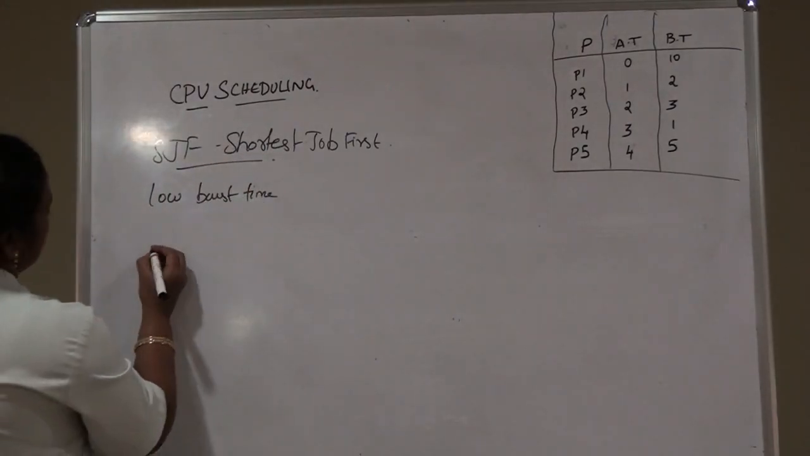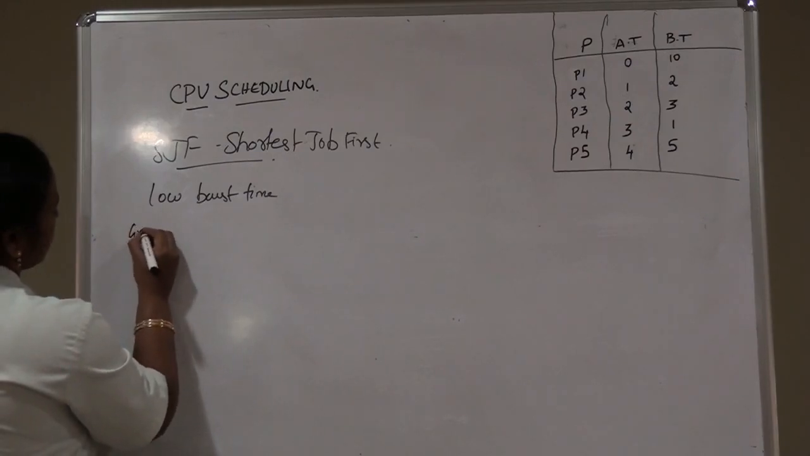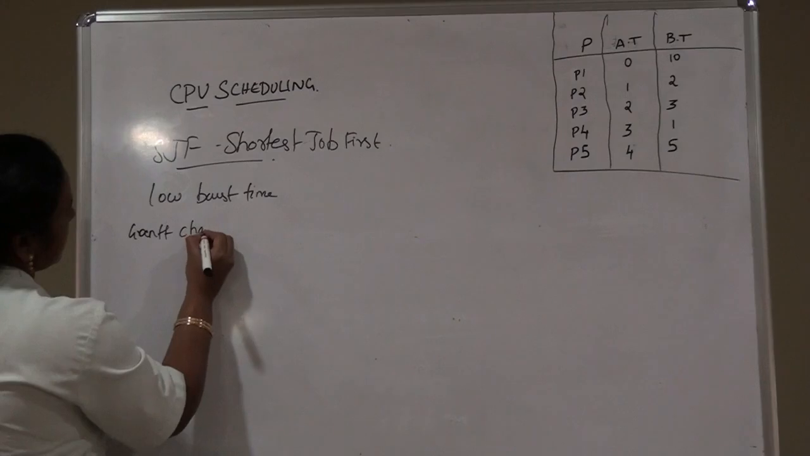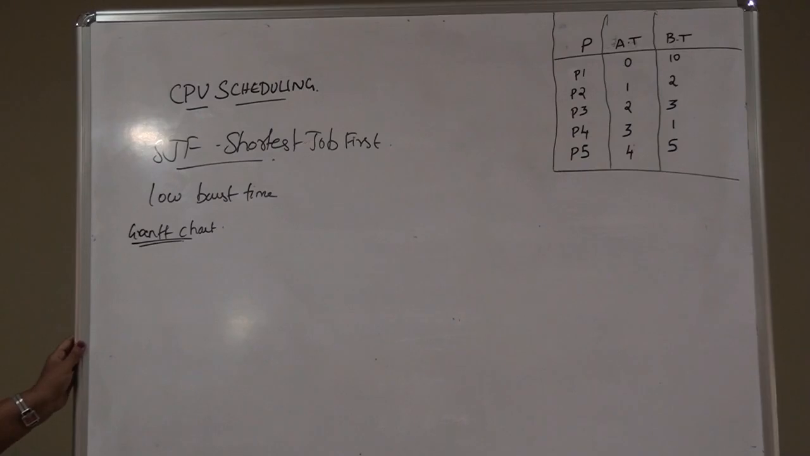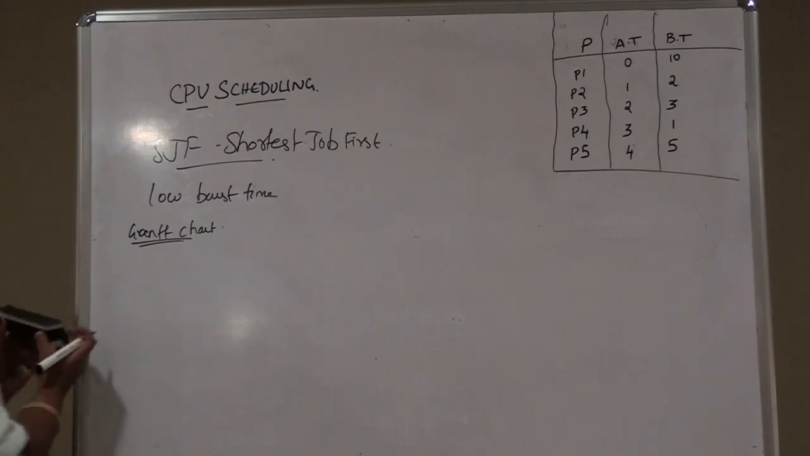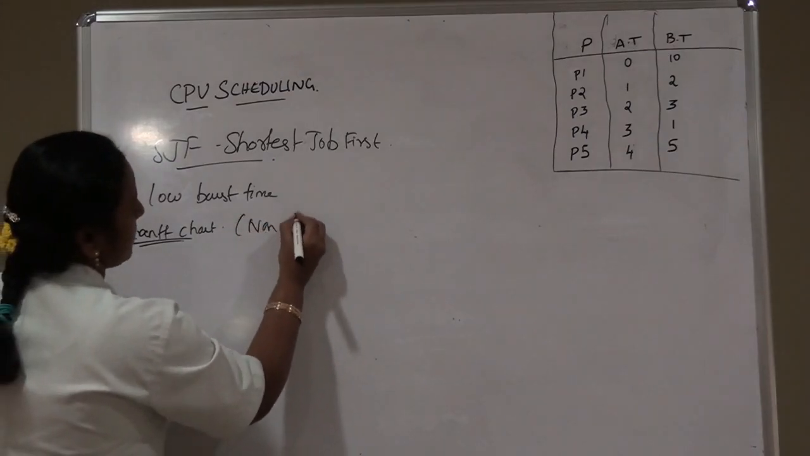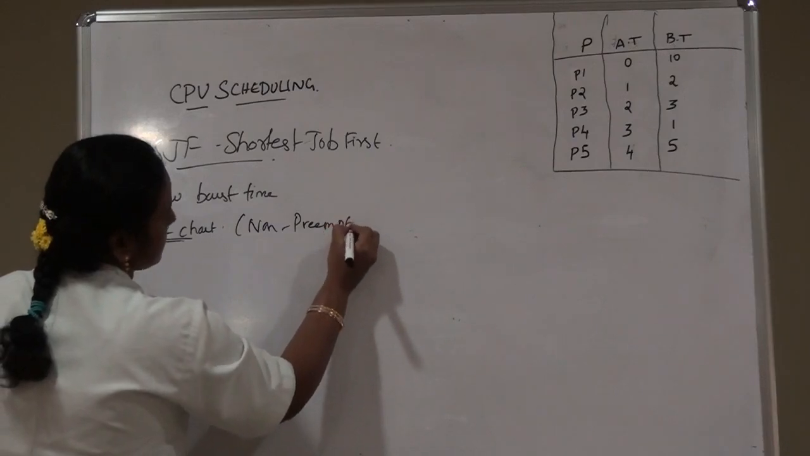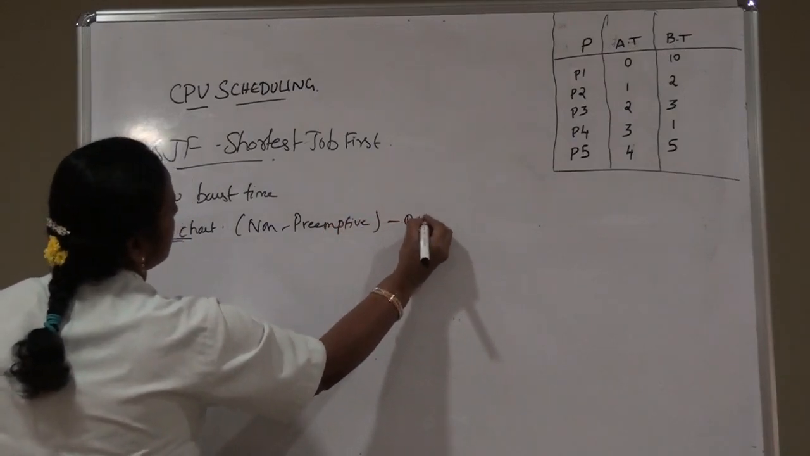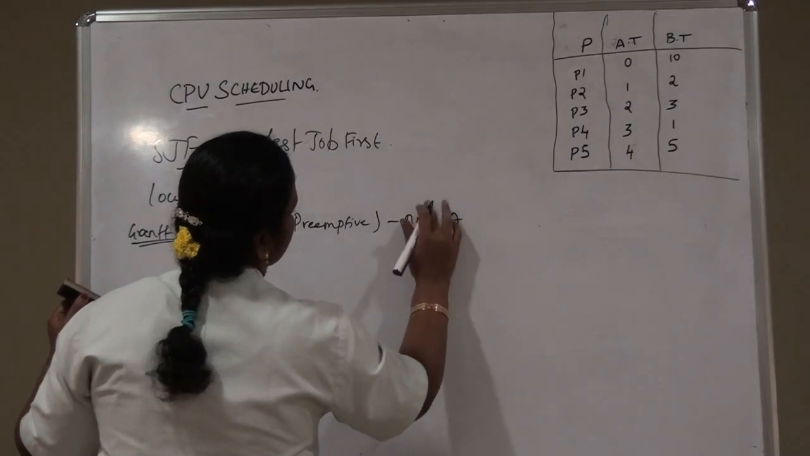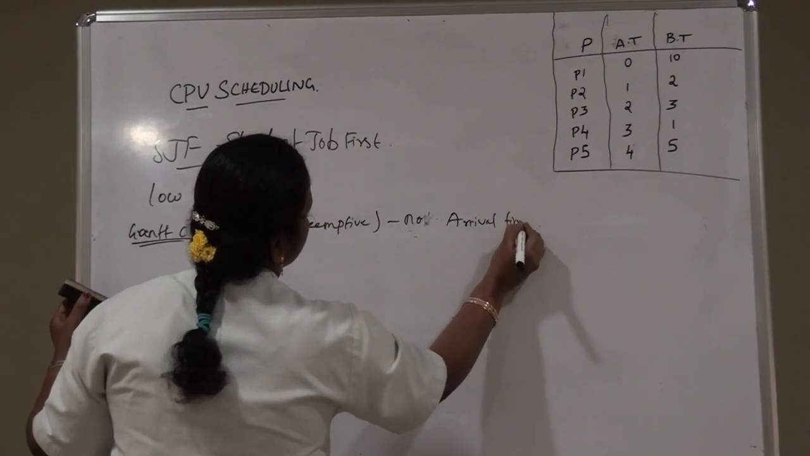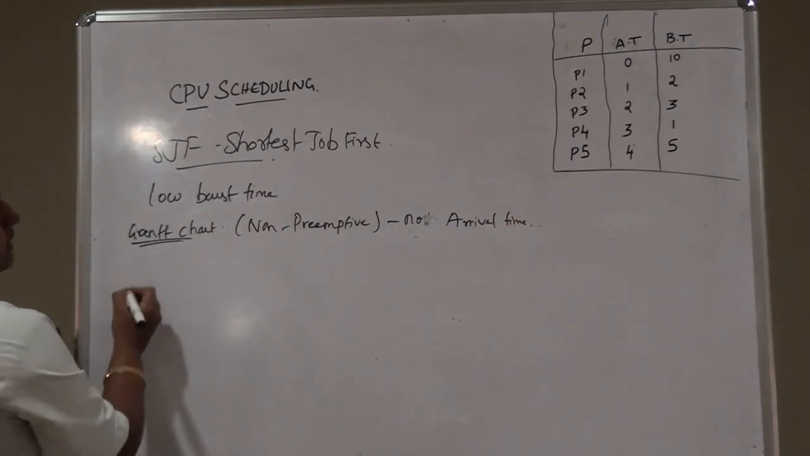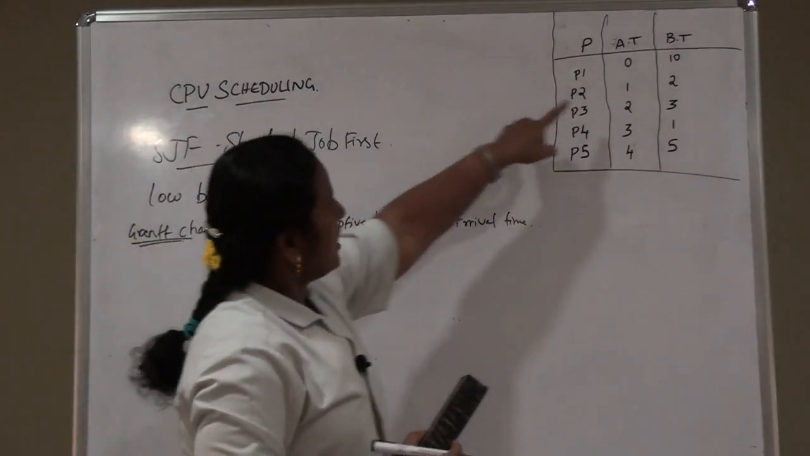So here, by taking the problem, we are going to draw the Gantt chart. In SJF you can take two methods: one is the preemptive method and the other is the non-preemptive method. First we will go for the non-preemptive method. Non-preemptive method means here you won't be considering the arrival time.